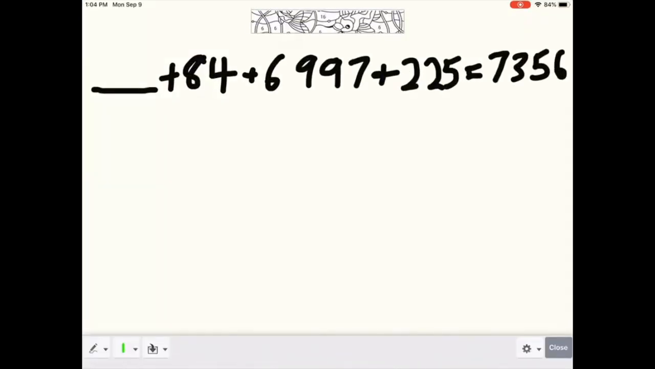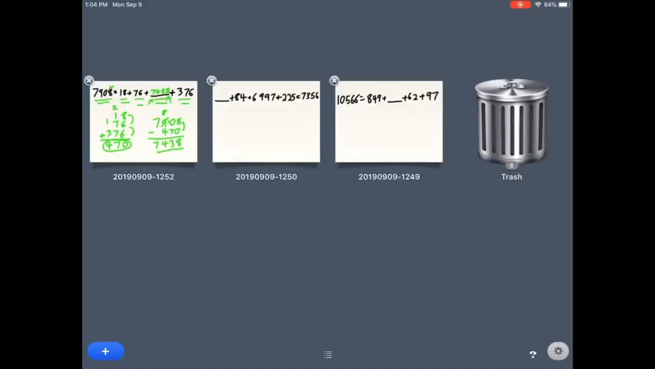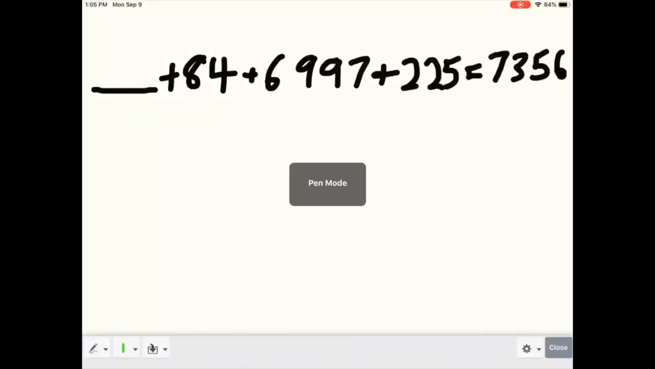It doesn't matter what way the problem is presented, whether the equal sign is on the left or the equal sign is on the right. You'll notice in these three problems, the left one, the equal sign's on the left, the middle one, the equal sign's on the right, and the right one, the equal sign's on the left, right? It doesn't matter. The solution is always the same. All right? So let's do this. So we need to find this missing addend.